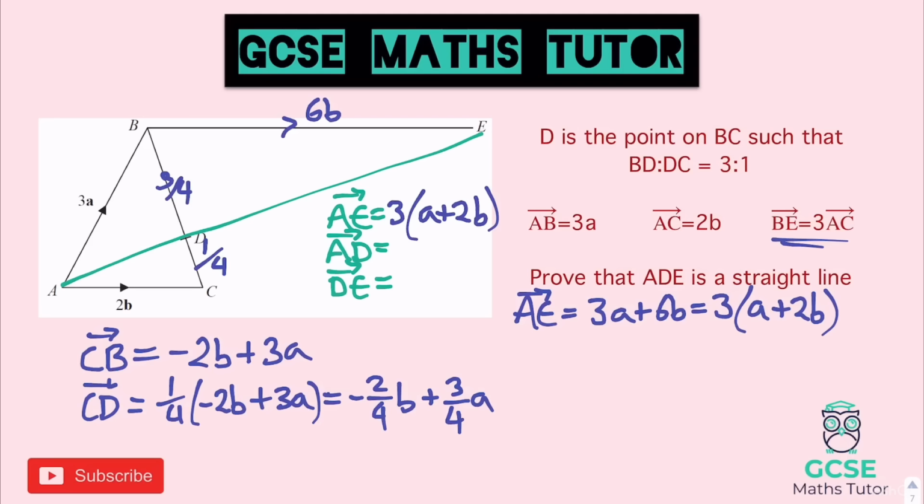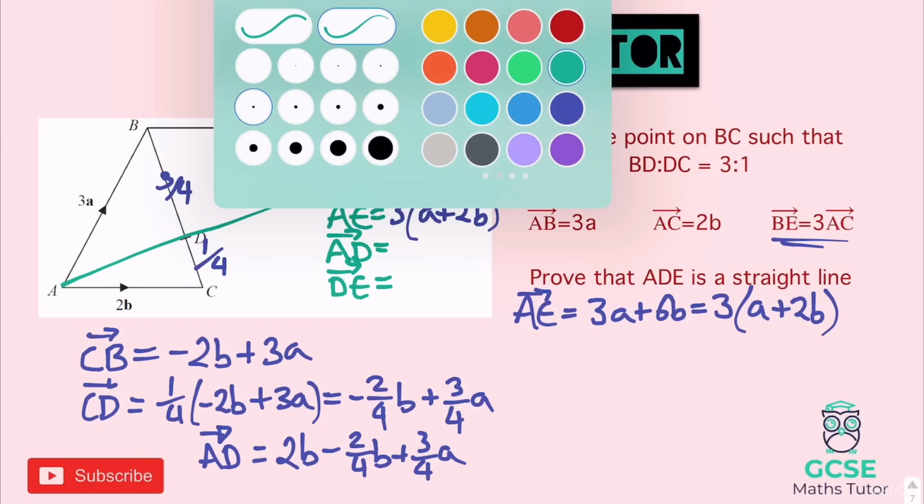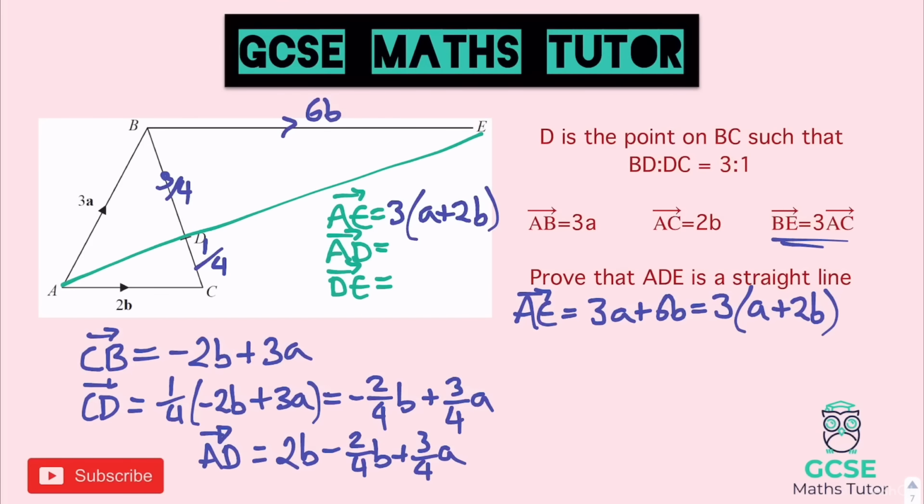Now obviously we want A to D, so in order to get from A to D, let's have a look. To get from A to C, we do a 2B, so we've got 2B, and we're going to add to that this other one here. Now that first piece is negative, so I'm not going to bother putting a plus, so we've got 2B, take away 2/4 B, and add to that 3/4 A.